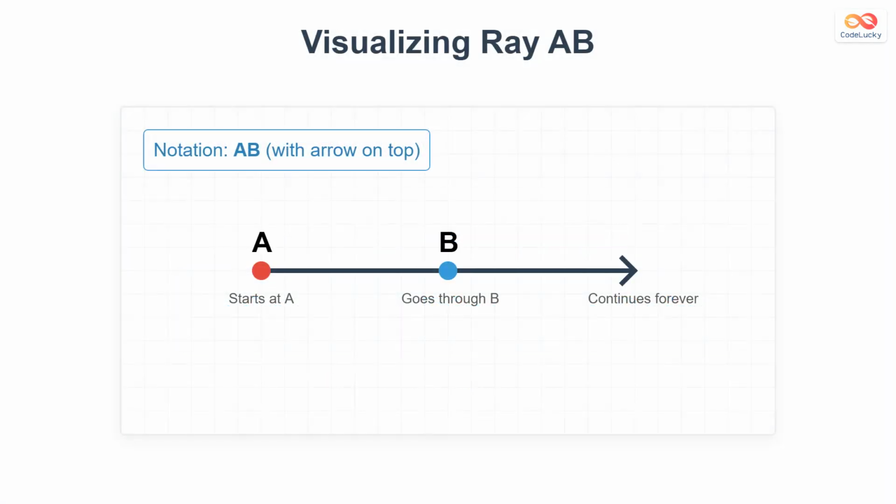Let's look at ray AB here. The first letter is A. This means the ray starts at point A, it goes through point B, and continues forever in that direction. The arrow above the letters indicates this path.